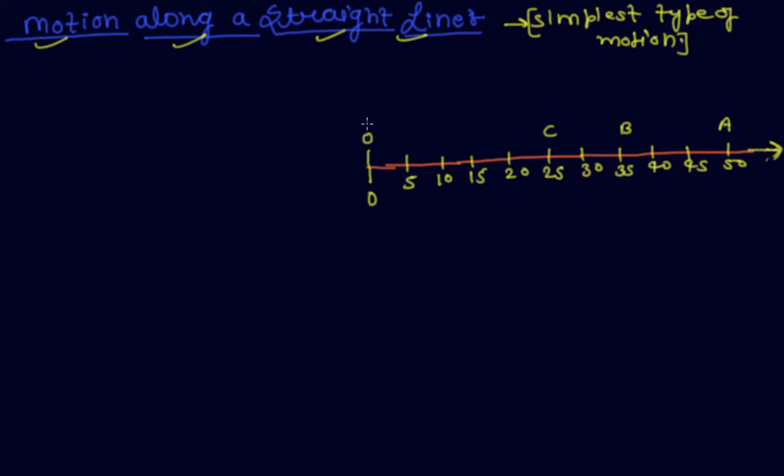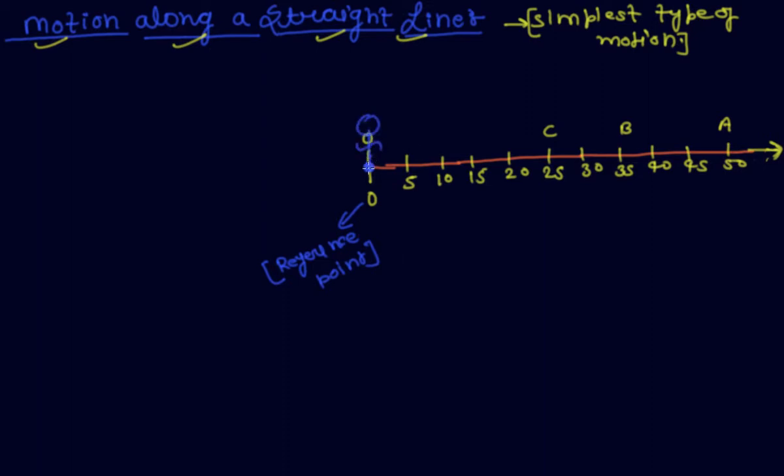Now the first thing I do before describing the motion along a straight line is choose a reference point. So this is the point O which I take as the reference point. All the positions and all the distances are measured from the reference point.